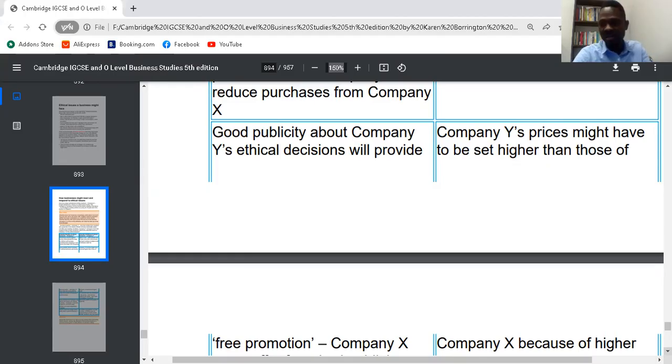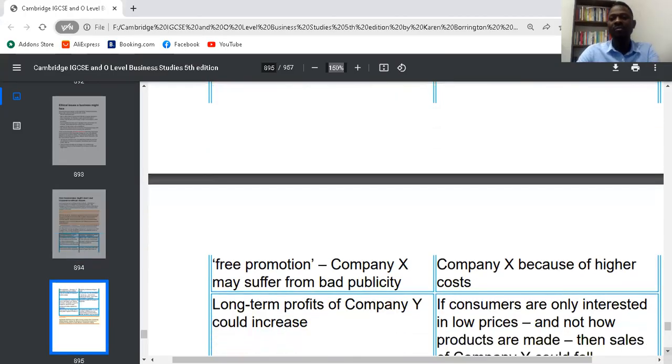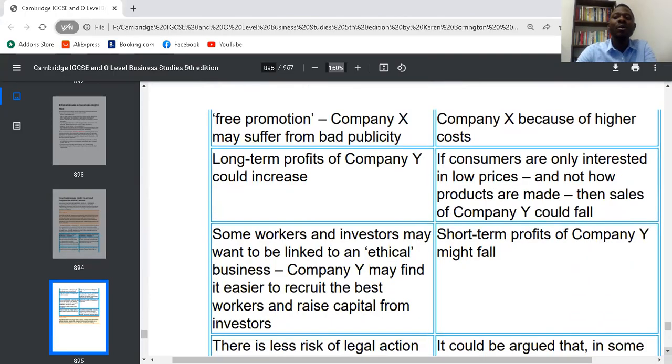That's another question. The third one: if consumers are only interested in low prices and not how products are made, then what's the point? Some customers do not even care about how ethical you are, how socially responsible you are. All they want is the product. They don't care about how the product is being made. So what's the point of putting effort and money into what customers have no interest in? Did you get it?